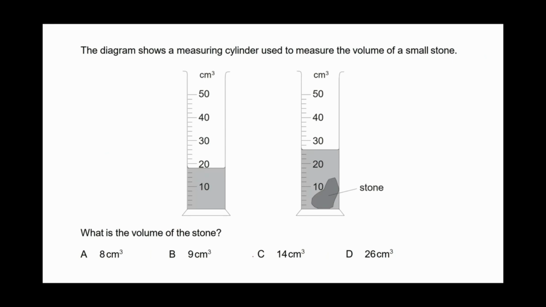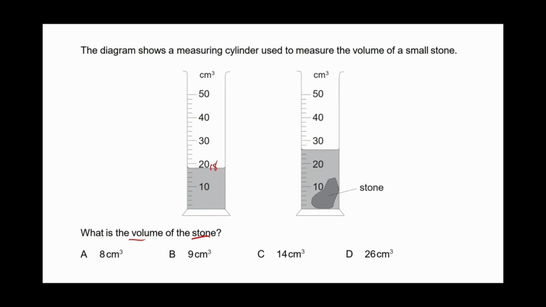Okay, nice one. The diagram shows a measuring cylinder used to measure the volume of a small stone. It's very easy. You know that. We have here two volumes. What is the volume of the stone? The volume here is 10, and we have here 10 and 20. These are five spaces, so each one is 2. So this one is 12, 14, 16, and 18.